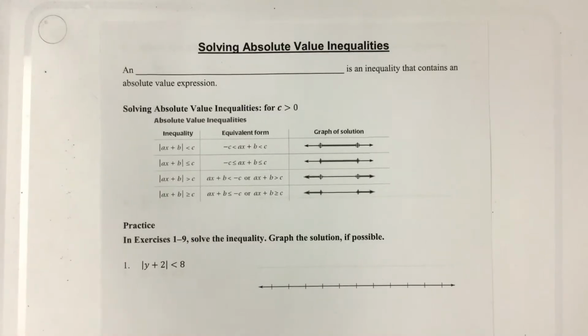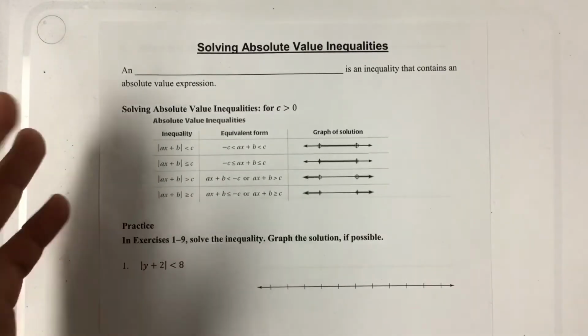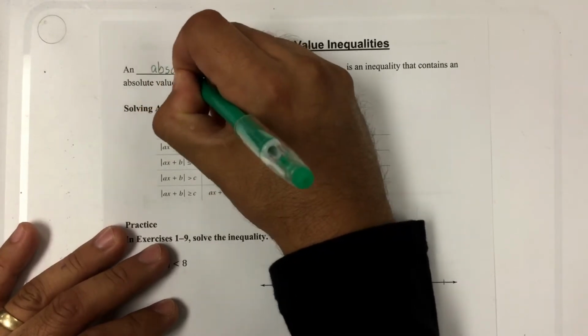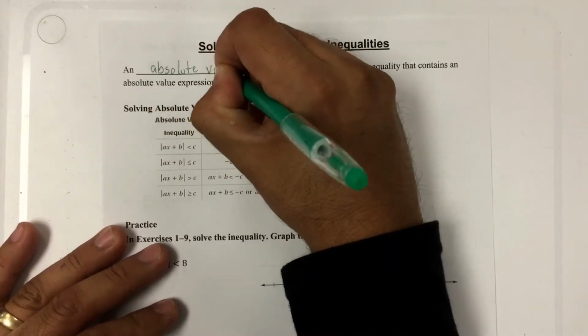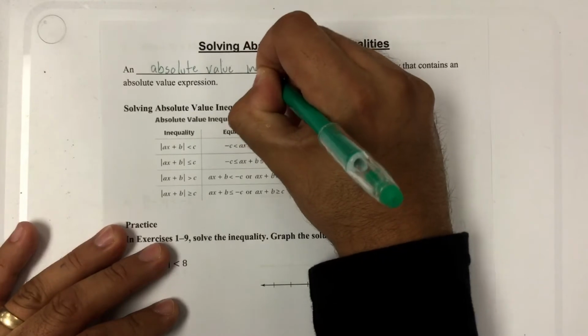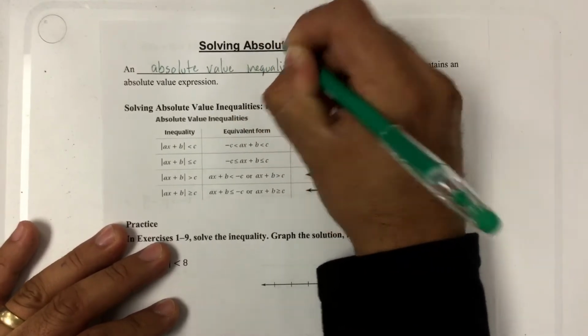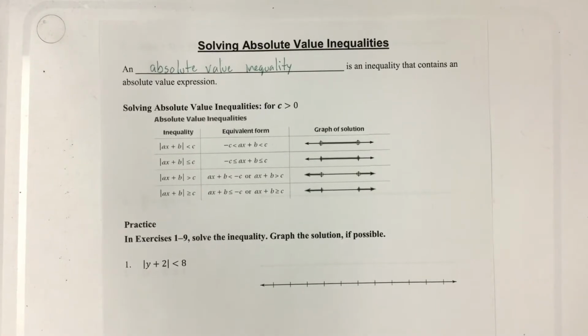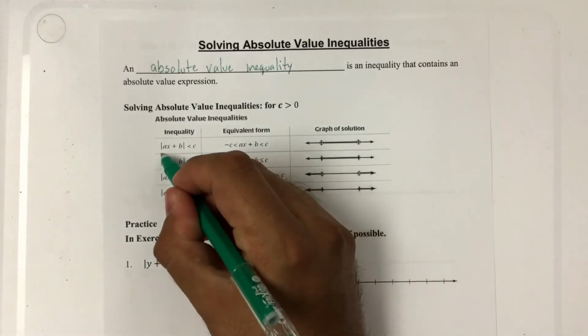These are the solving absolute value inequality notes. So an absolute value inequality is an inequality that contains an absolute value expression. Okay. So absolute value are the absolute bars. So the expression is like what's right here.